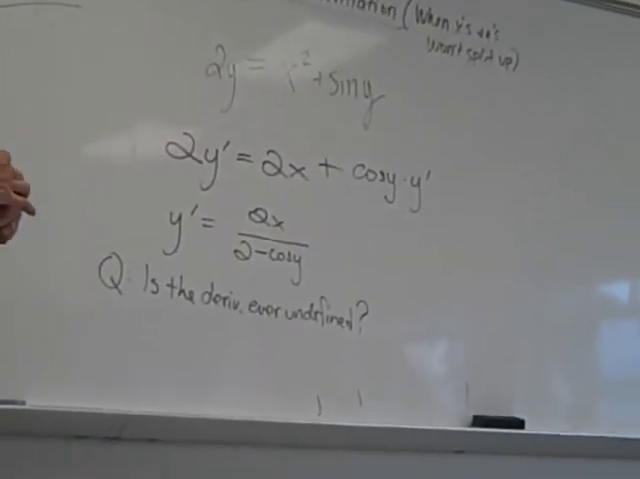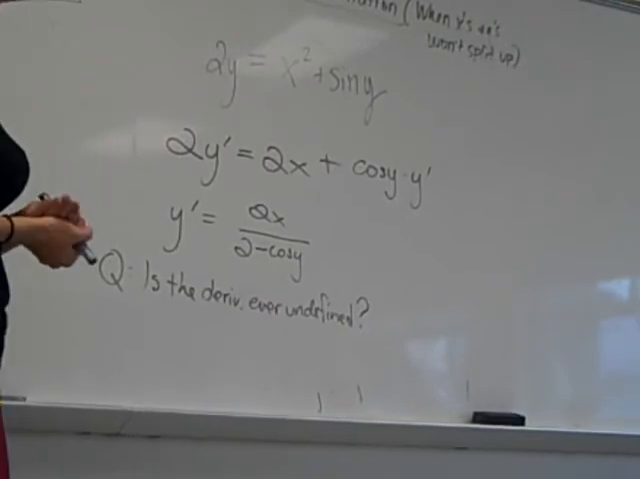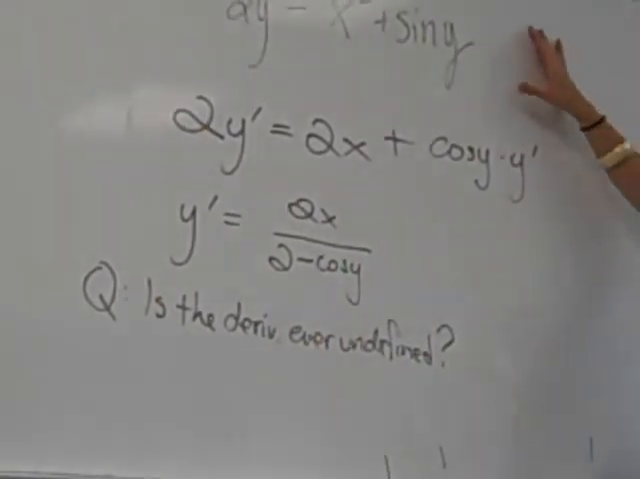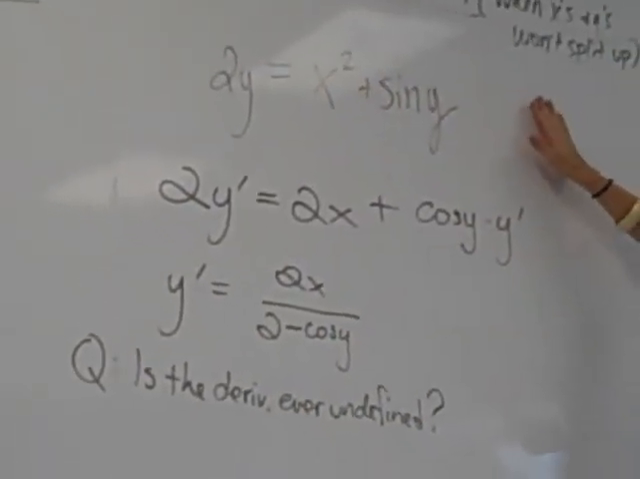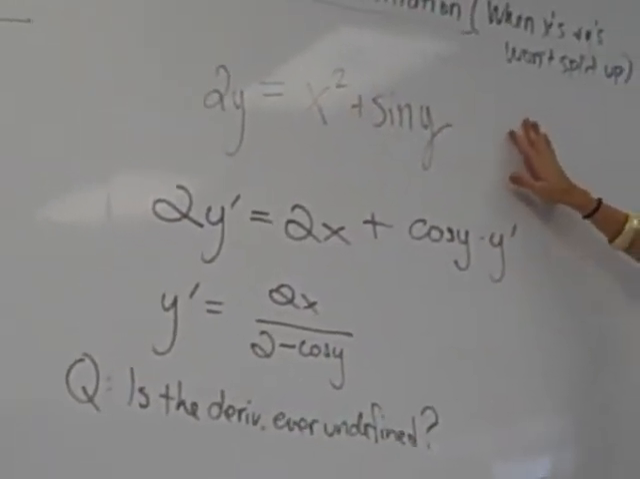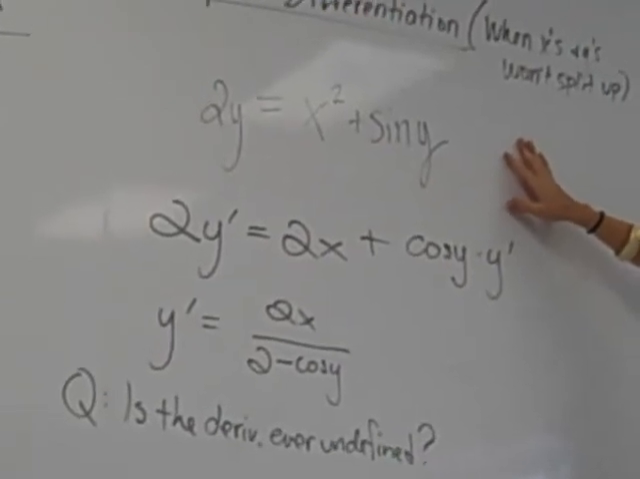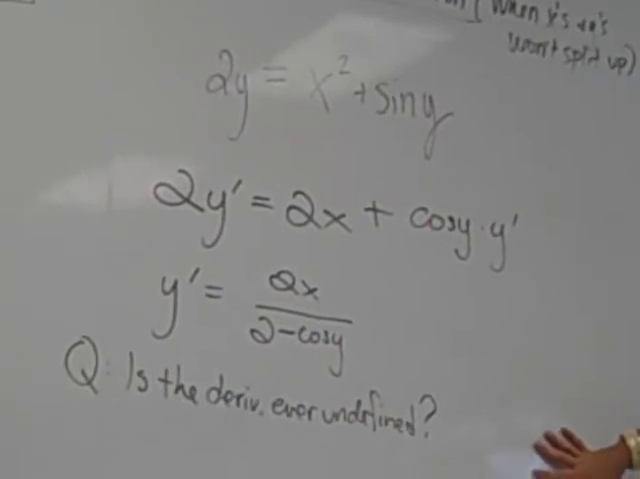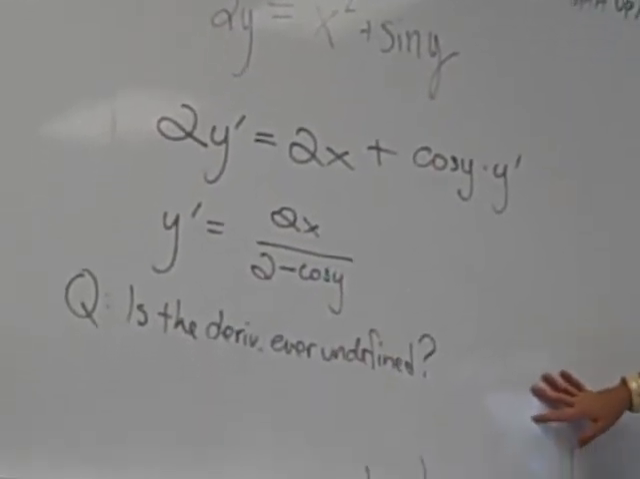Okay, question. Is this derivative ever going to be undefined? So, like, if they asked you, is this differentiable for all real numbers? You need to answer yes or no. Why no? Because cosine only goes up to 1.